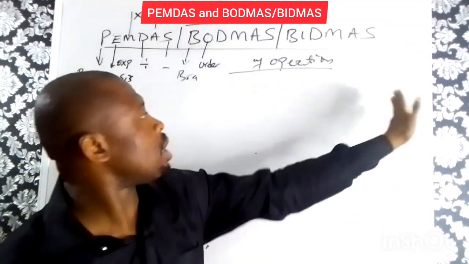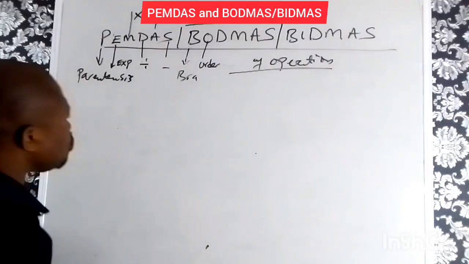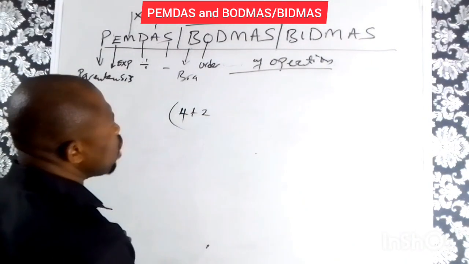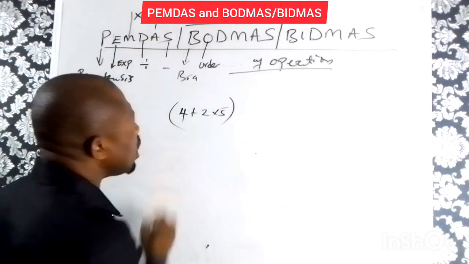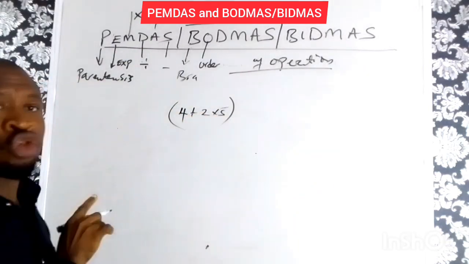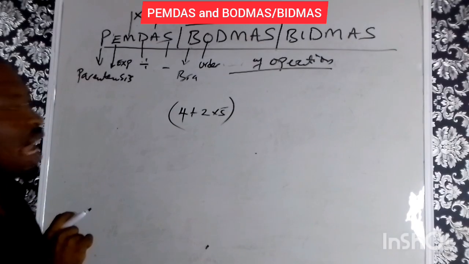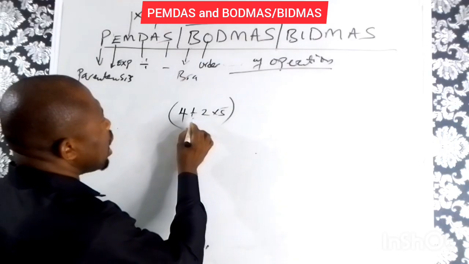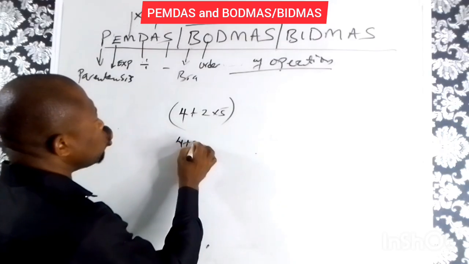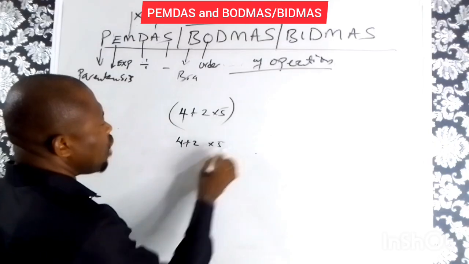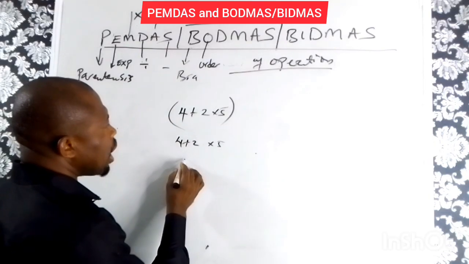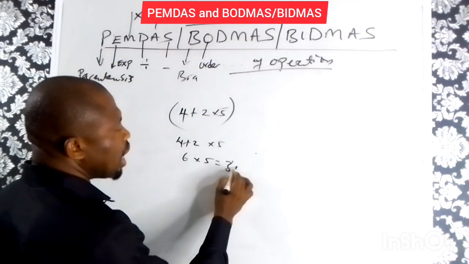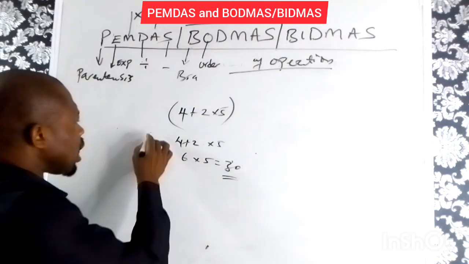Most times the answer you get is dependent on the order of operation you take. For example, if we have, maybe in brackets, 4 plus 2 times 5, if you take two different operations, you will get different answers. Assuming we say 4 plus 2 multiplied by 5, 4 plus 2 is 6, 6 times 5 gives us 30, right? So this one is the first one.